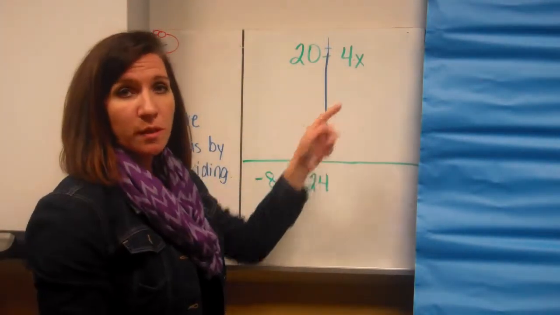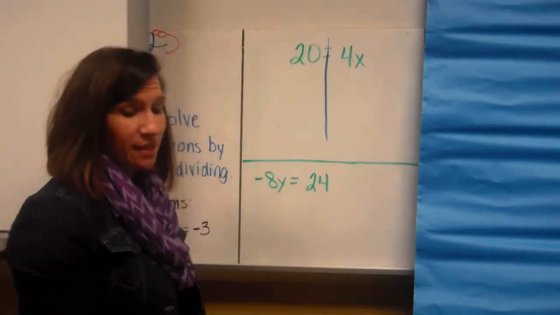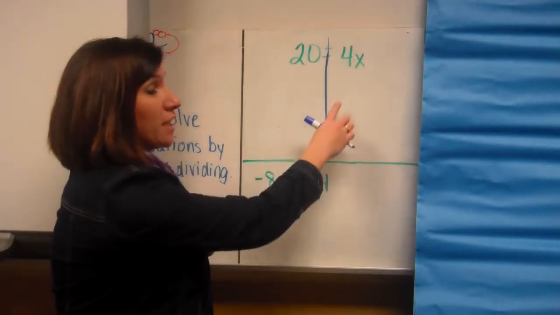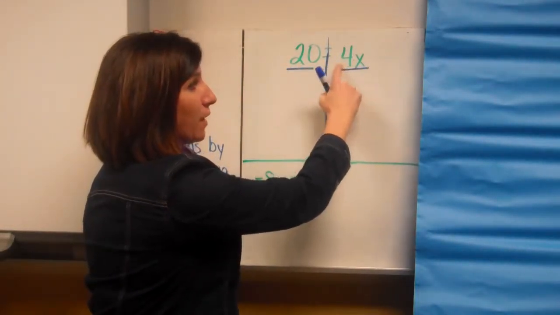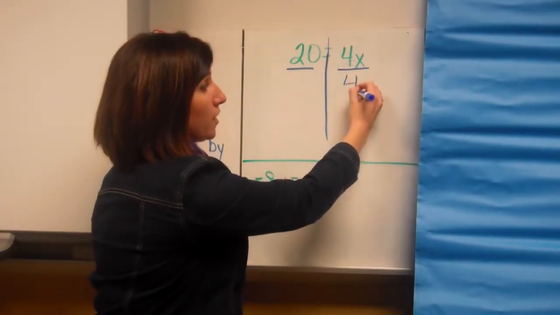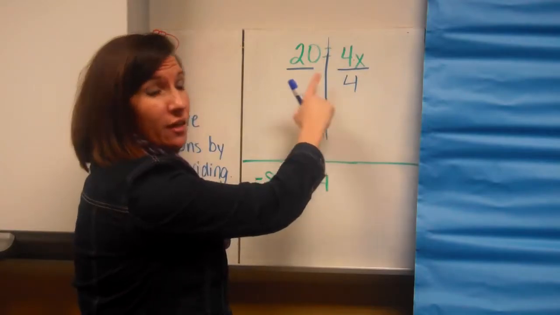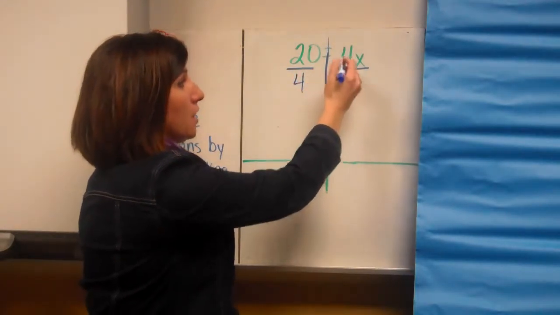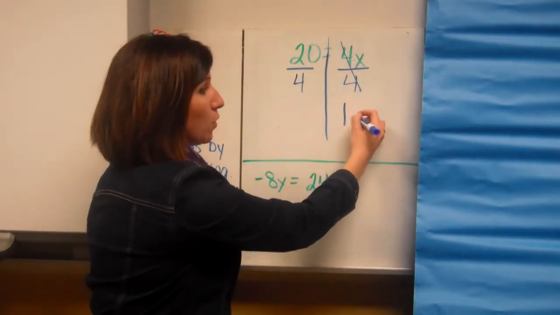To undo this multiplication, we have to use the inverse, also known as opposite. The opposite operation of multiplication is division. So we are going to divide both sides by the coefficient of 4, because remember, we have to get rid of it. Because I divided by 4 here, I have to divide by 4 here. Therefore, this is going to be 4 divided by 4, which gives me 1x.